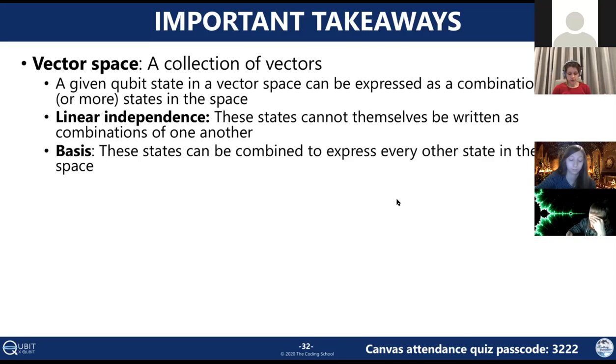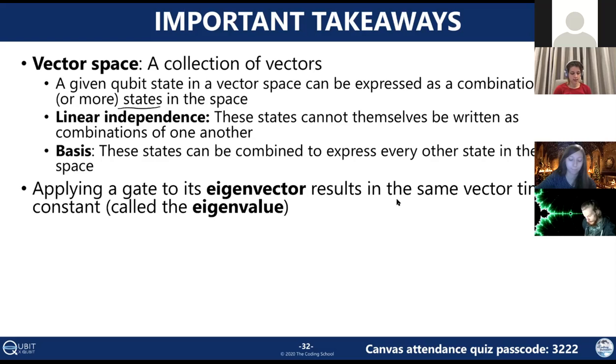And then there's the basis that we choose for a specific vector space, which is what we call the states that we're using to describe the vector space. Applying a gate to its eigenvector will always result in the same vector times a constant. We're describing this in terms of a gate. This is specific to any matrix. Any matrix will have an eigenvector and eigenvalue.